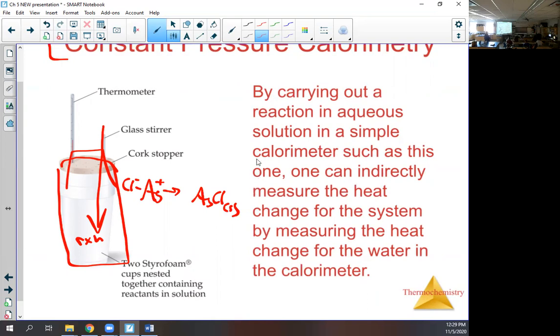By carrying out a reaction in an aqueous solution in a simple calorimeter such as this, one can indirectly measure the heat change for the system by measuring the heat change for the water. Whatever the heat change is for the water, the system's is the opposite. So if the water gained 50, then the system had to lose 50. We okay with that? Okay.